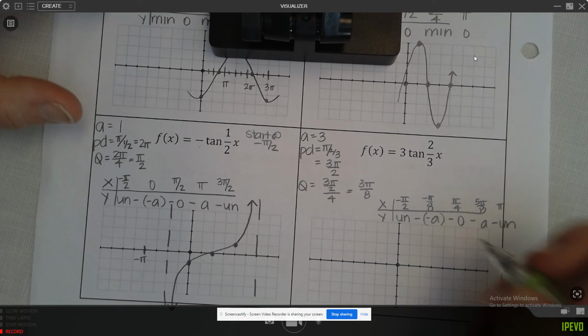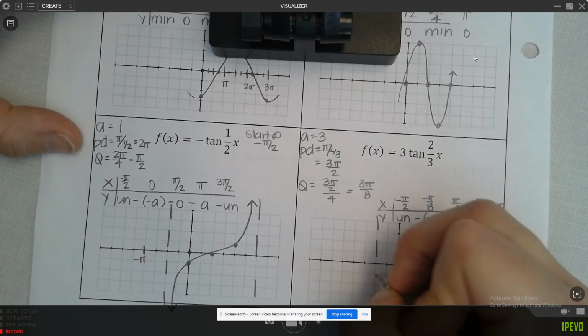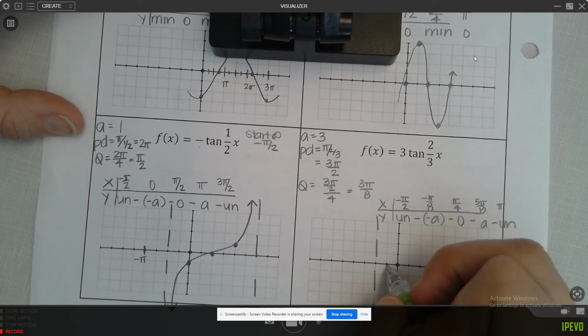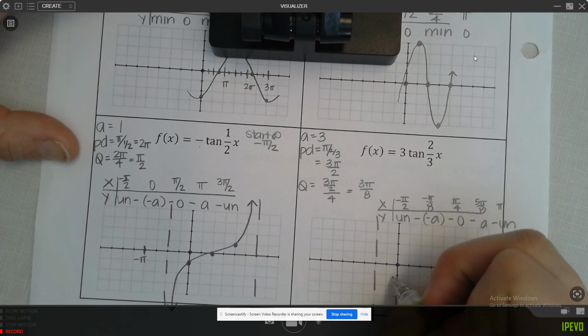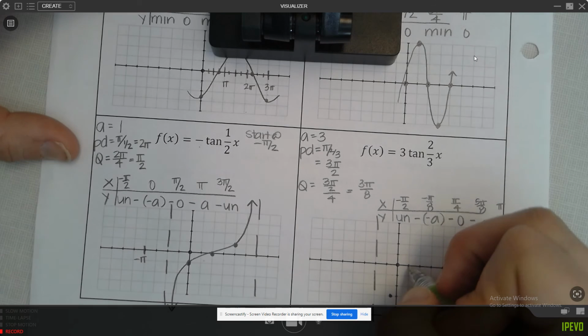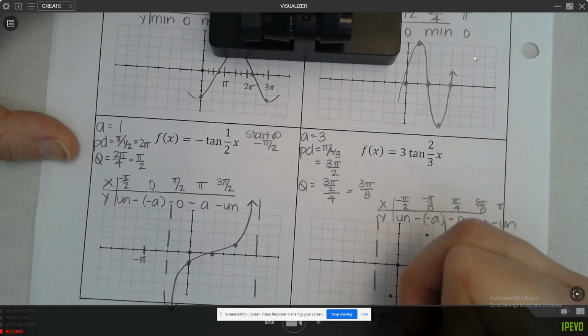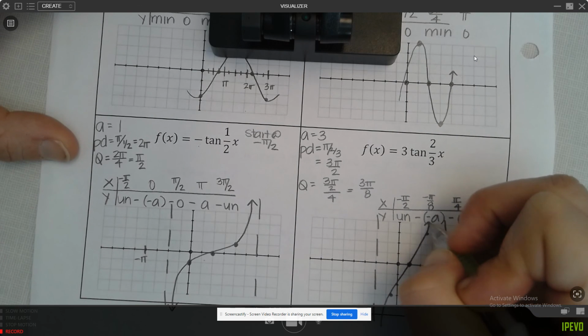Okay, so negative pi over 2, we have our undefined. Now, if this is negative pi over 2, this is negative pi over 4, so these are 8. So negative pi over 8, I'm at negative amplitude, so I'm going to go down 3. So I go 1, 2, 3. I'm at pi over 4, which just makes sense. I'm at 0, 1, 2, 3, 5 pi over 8. I go up, and I end at pi. And there is that.